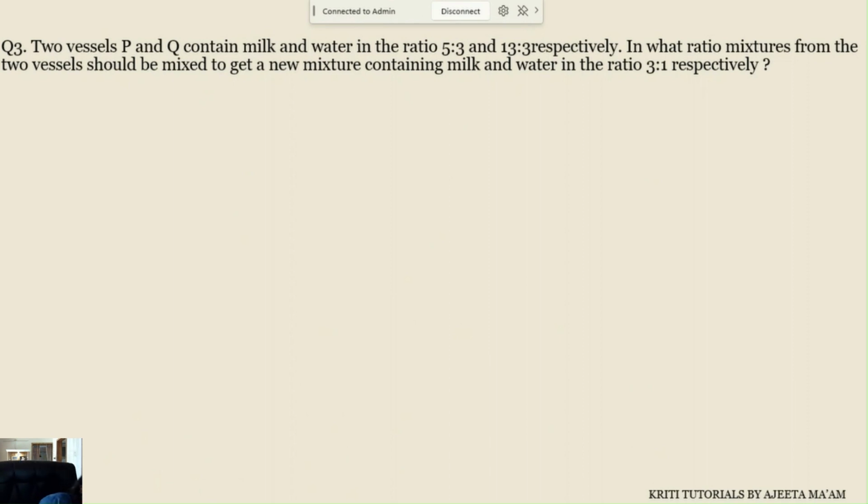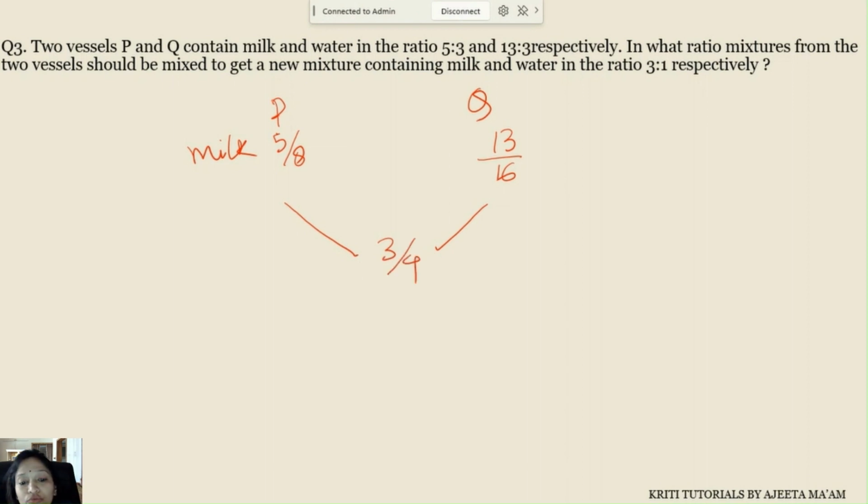Now if I take milk here, so P vessel is there and Q vessel is there, right? How much milk is there in the P vessel? In the P vessel, the milk is 5 is to 8, because 5 is to 3 is the ratio for milk and water. So milk is in the ratio 5 is to 8. In the next vessel, the milk is in the ratio 13 is to 16. Right? And if I mix both of them, I am getting the new mixture in which the ratio of milk and water is 3 is to 1. So what's the ratio of the milk then? Simply 3 is to 4. Just a simple ratio concept we are using here.